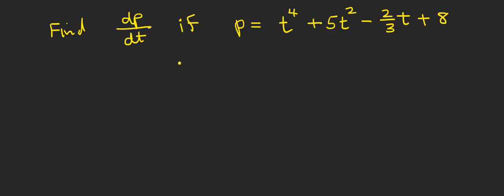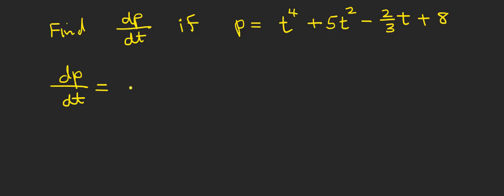So using our rules, let's try to find dp over dt. So what does that mean? It means taking the derivative of p with respect to the variable t. So we got p equals this function in terms of t. So how do you find dp over dt? Again, this is taking the derivative of p with respect to the variable t.